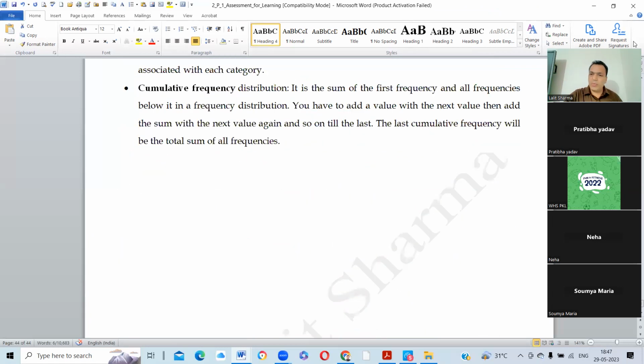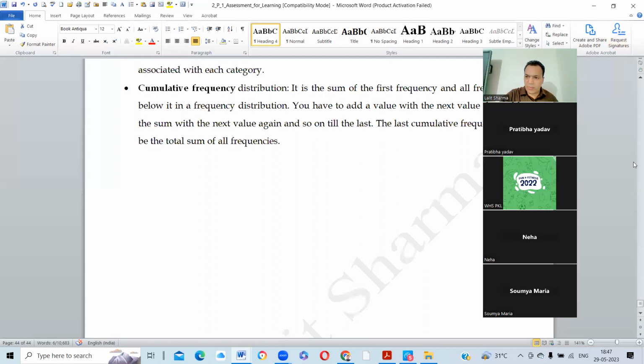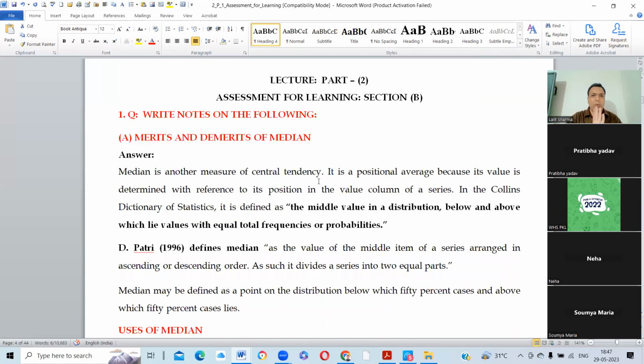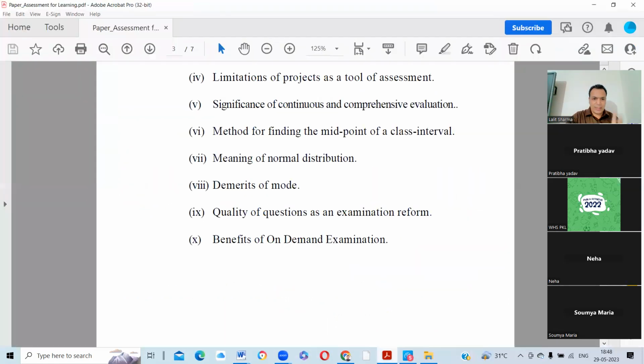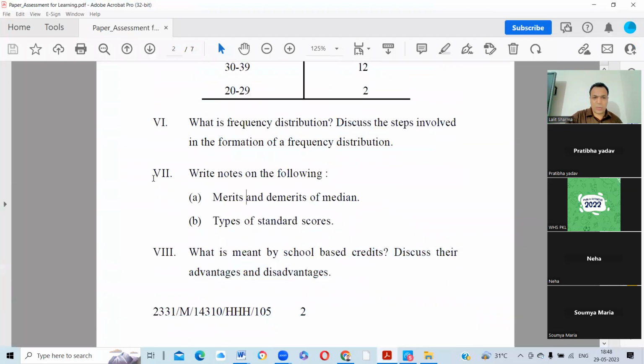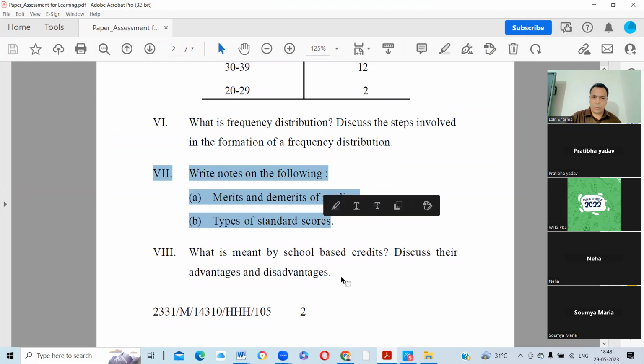Okay, now guys, we move to the very first page. Yes, we start from here now actually. Write the note of the following: merits and demerits of a median. You can see that this question has come in the last year. We are talking about the 6 questions. In this class we have to discuss the 6th question, 7th, 8th, 9th. So first I'm talking about the 6th question, merits and demerits of median.